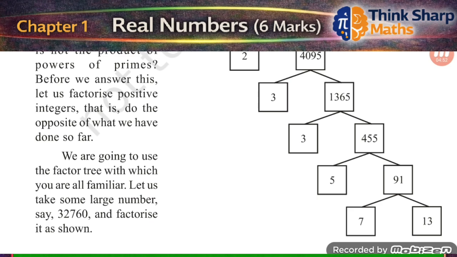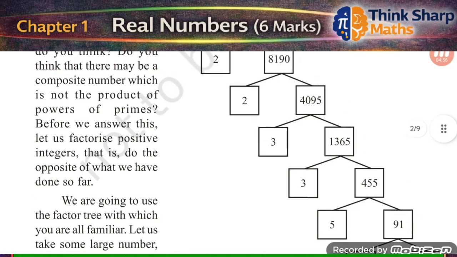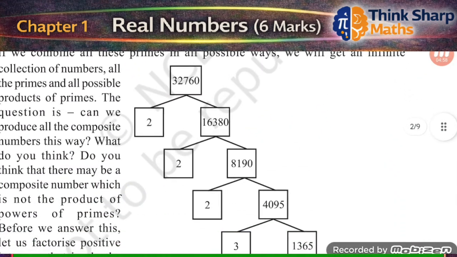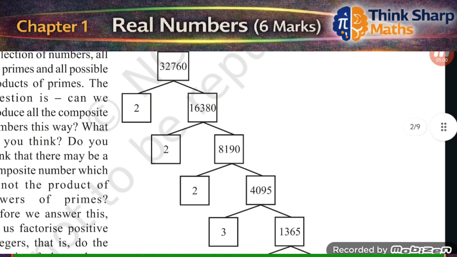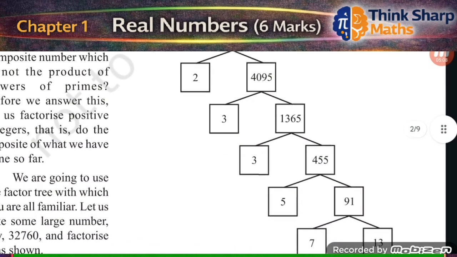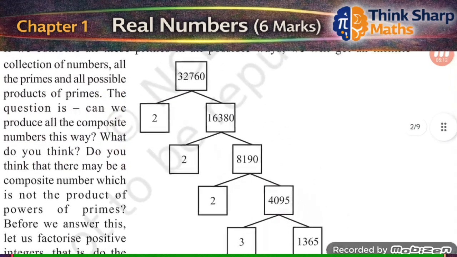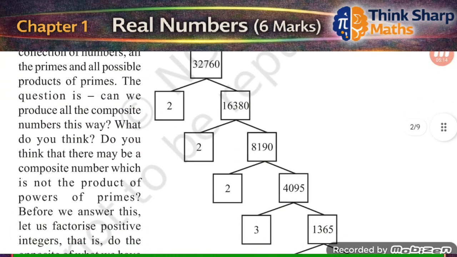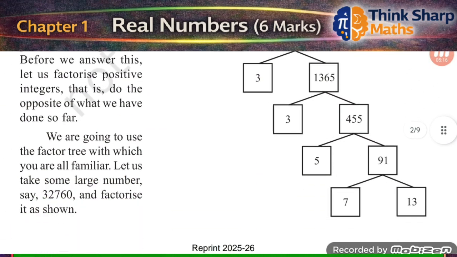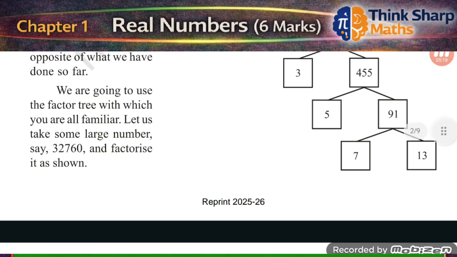Let us take some large number, say 32,760, and factorize it as shown. So here you see the factor tree. 32,760 goes into 16,380 two times, then 8,190 two times. Like this all the factors of this number are written. You can see on the LHS all these are prime numbers: 2, 2, 2, 3, 3, 5, 7, 13. These are all prime numbers.